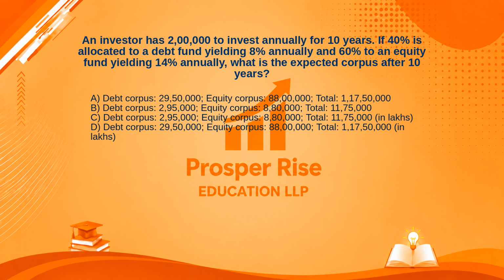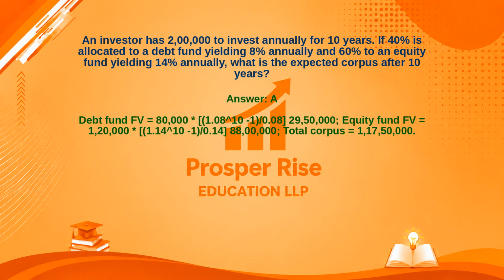Or C. Debt corpus 2,95,000, equity corpus 8,80,000, total 11,75,000 in lakhs. Or D. Debt corpus 29,50,000, equity corpus 88 lakh, total 1,17,50,000 in lakhs. Take a moment to pause the video and decide. The correct answer is Option A. Let's see why.